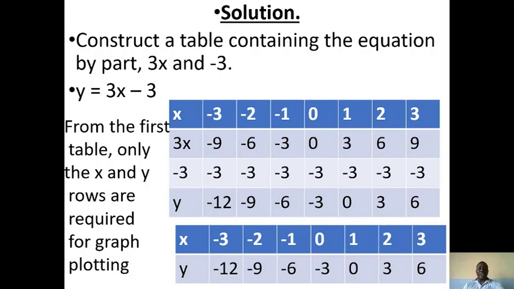What are the two things? The x values and the y values. That is where I now have the second table, where x goes from -3 up to 3, and y goes from -12 until we get to 6. These are the values we are going to use to plot our straight line graph.